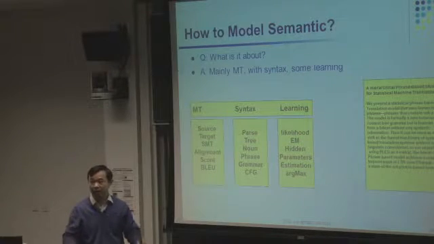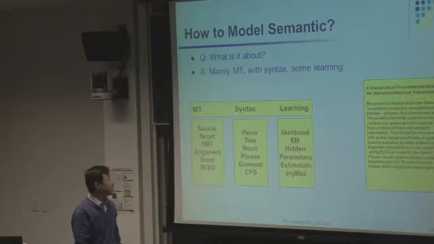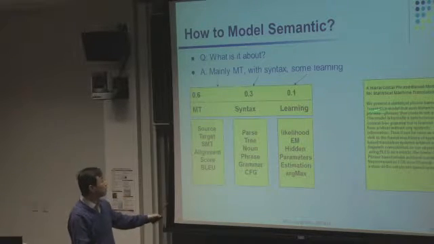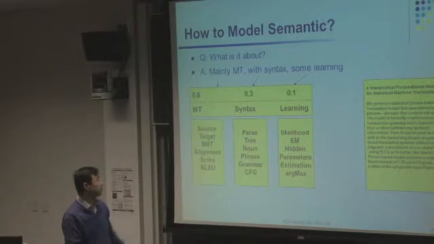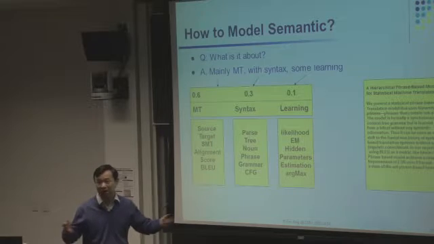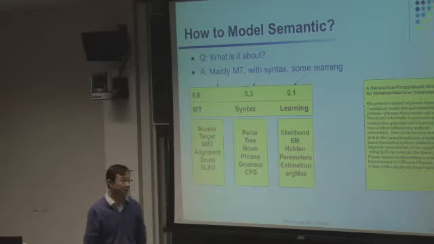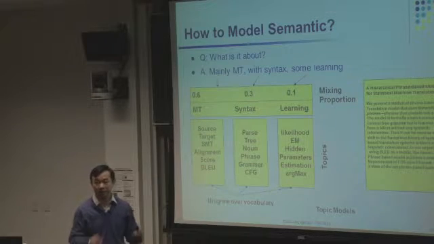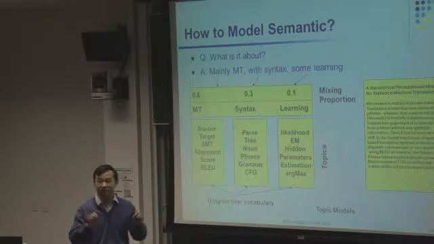Okay, that's the first degree approximation to summarization. I may want to be a little bit more quantitative. I say, well, this guy is maybe 60% about MT, 30% about syntax, and 10% about learning. Okay, so that's a typical legitimate way of saying something about the article. Now we give some names to make them mathematically a little bit more elegant.